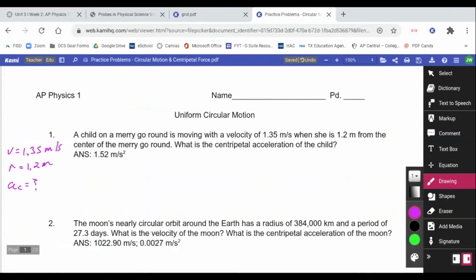I'll go back to my notes. I see that centripetal acceleration is equal to v_T squared over r. So I would simply solve this by saying it's 1.35 squared over 1.2. Put that in a calculator and you're done. This is your method. For those that struggle, this is your method. You're writing your givens in the margin and finding the equation that will work.